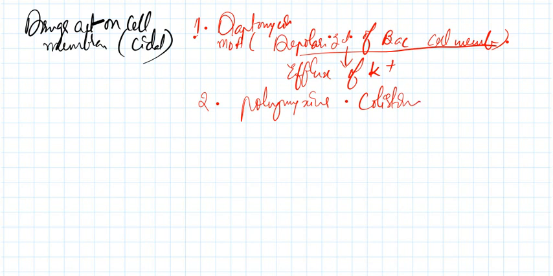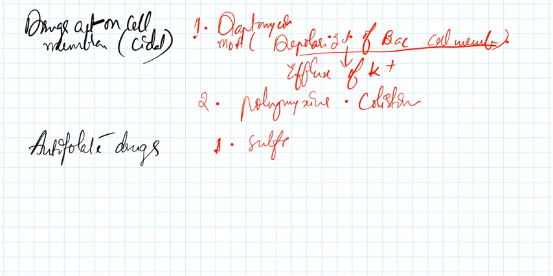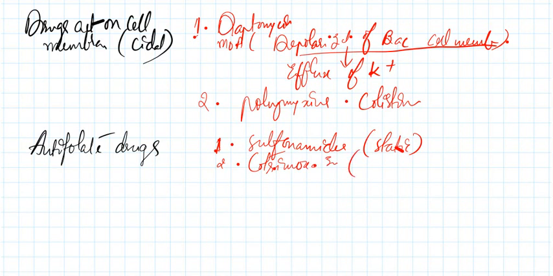Now some antifolate drugs. Drugs which act like antifolates are sulfonamides. These are bacteriostatic. Cotrimoxazole is bactericidal. Now what is the mechanism of action? They inhibit DNA gyrase. Right. Now fluoroquinolones.